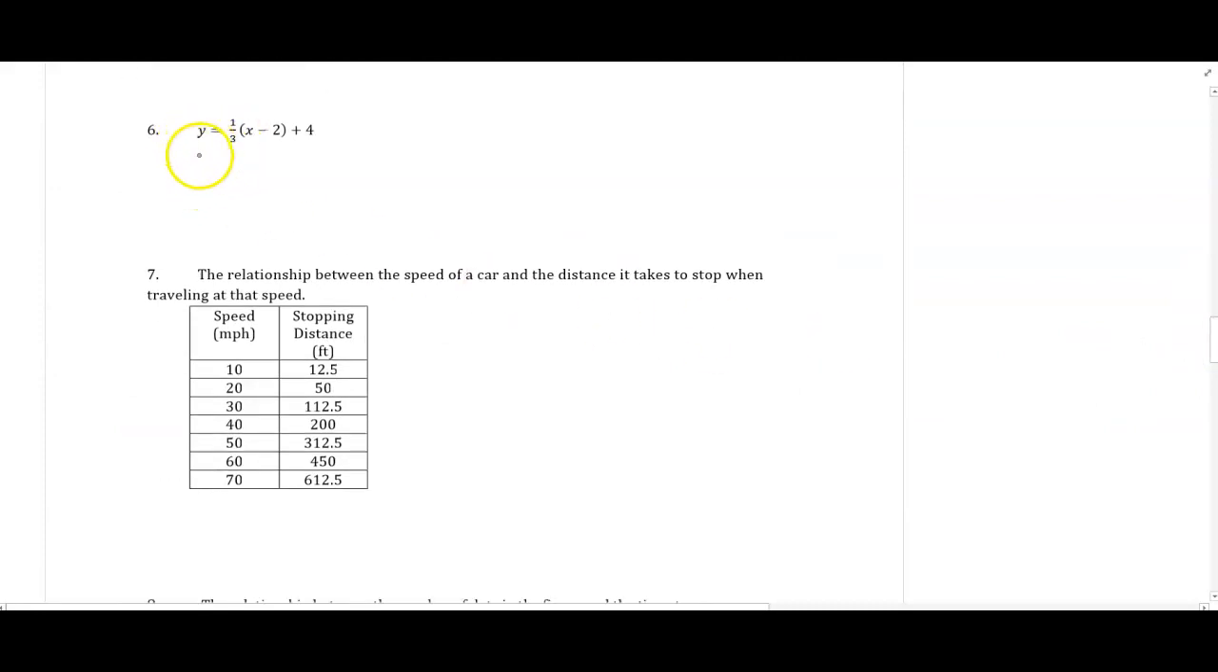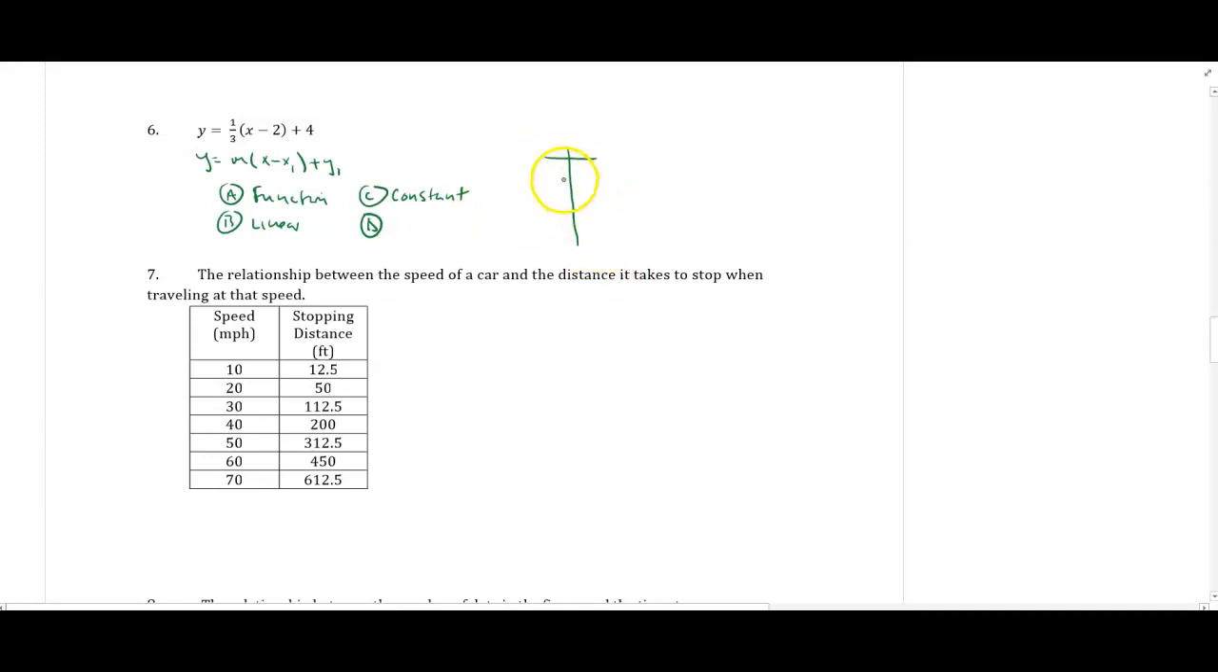Number 6, you have to see that this follows m times x minus x1 plus y1, which tells me A, this is a function, right? B, it's in the form of a linear function. C, right away when I look at it, that means it has a constant rate of change. It's going up the same amount each time. And D, if I had to do a representation, 1, I can create a table, right?